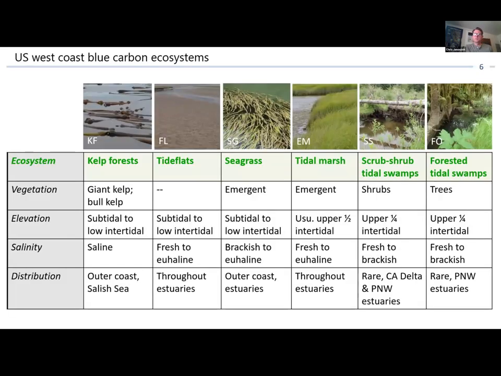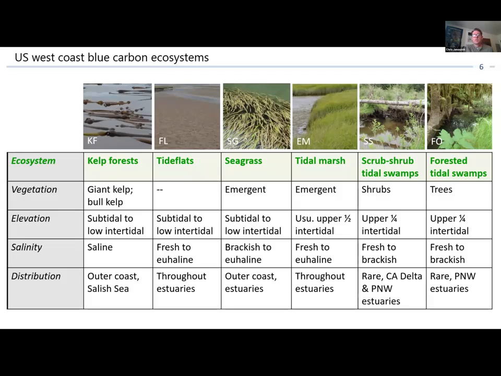Okay, Laura introduced us to a whole bunch of these ecosystems, but I'll just refresh your memories. These are some of the classic blue carbon ecosystems along the Pacific coast, and then a couple of additional less classic, but interesting and up and coming blue carbon ecosystems. So we have kelp forests in Southern California and Central California. Those are giant kelp forests.